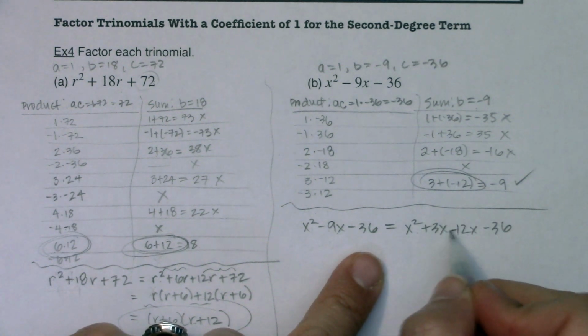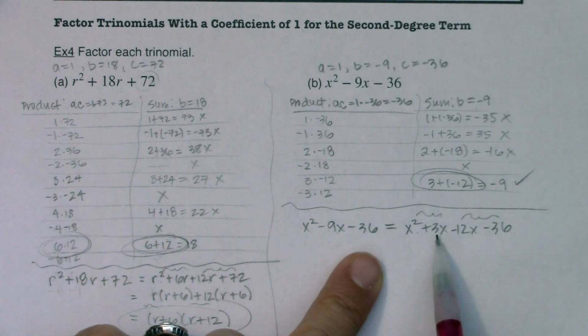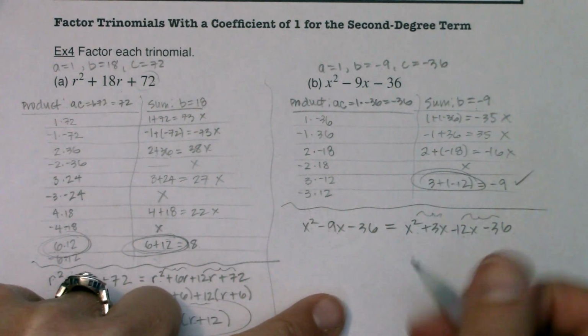But now that I have my 4 terms, I'm going to go ahead and factor by grouping. And to be clear, if you had written this as -12x plus 3x, you would have gotten to the same endgame answer. You would have taken just a slightly different path.